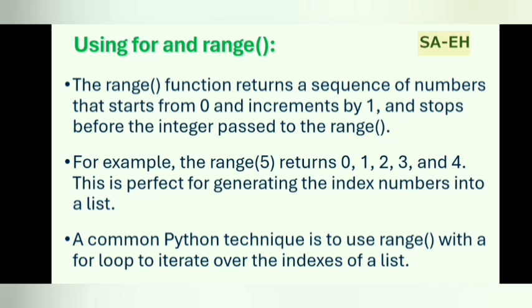Using for and range function. The range function returns a sequence of numbers that starts from 0 and increments by 1 and stops before the integer passed to the range function. For example, range 5 returns 0, 1, 2, 3 and 4. This is perfect for generating the index numbers into a list. A common Python technique is to use a range function with a for loop to iterate over the indexes of a list.